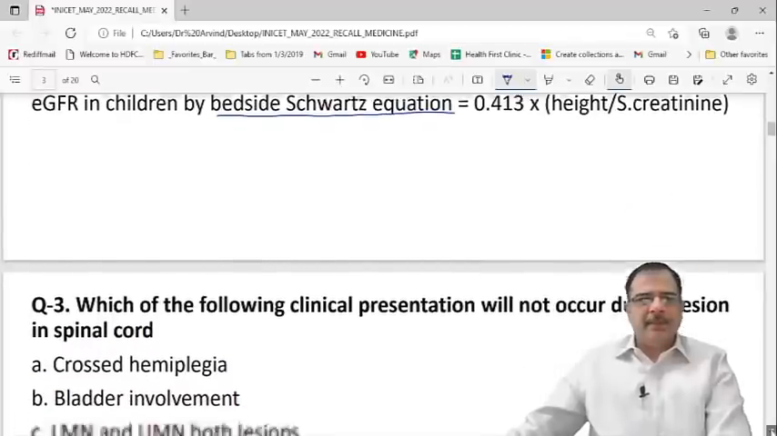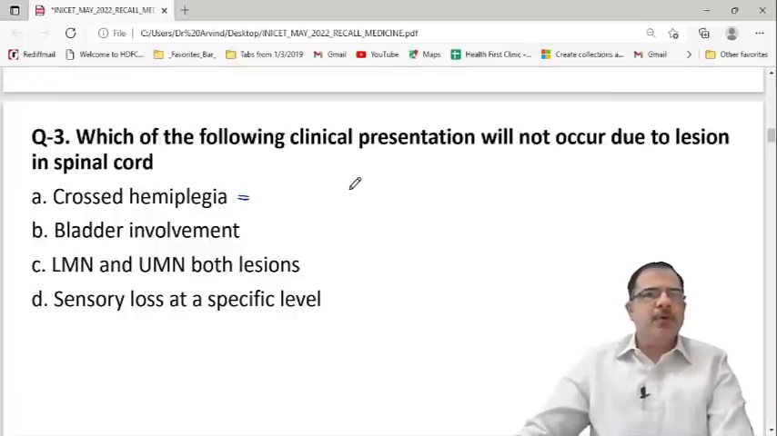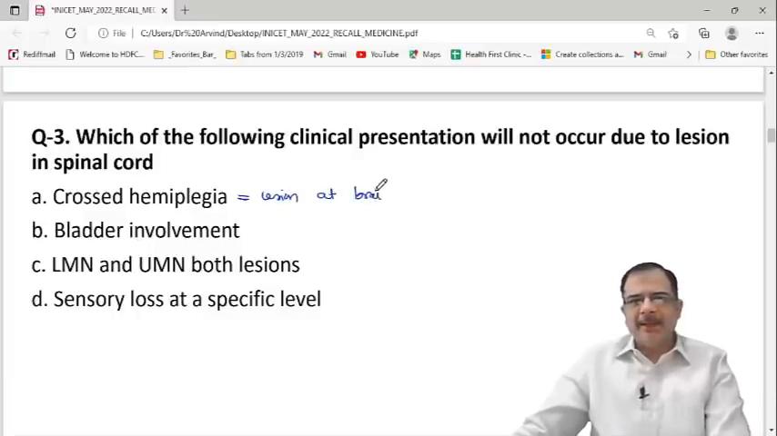Now question number 3. Question is, which of the following clinical presentation will not occur due to the lesion in the spinal cord? So the A option is crossed hemiplegia. Now what is the meaning of a crossed hemiplegia? Crossed hemiplegia means the facial nerve will be of one side and the paralysis of the limbs will be of the other side. So when does this crossed hemiplegia occur? When there is a lesion at brainstem. Lesion at the brainstem, especially where the facial nerve is there, that is pons.